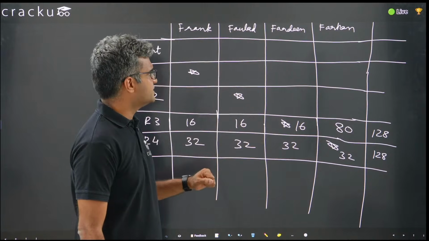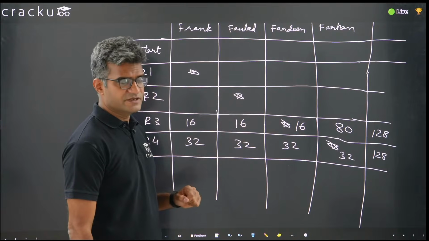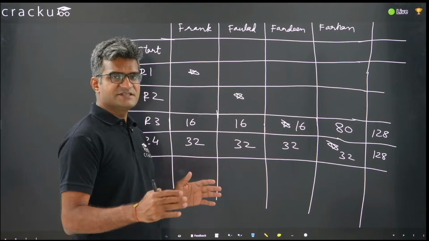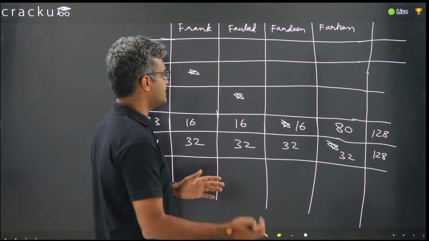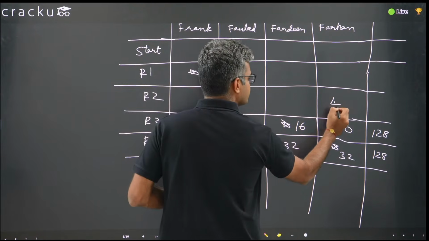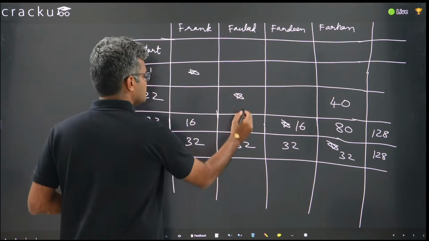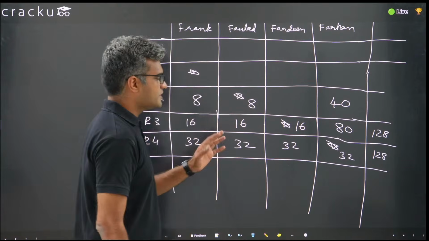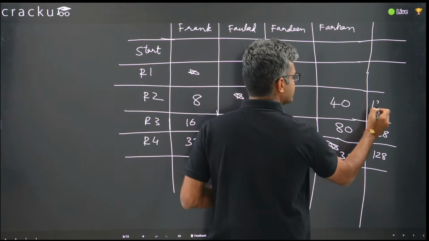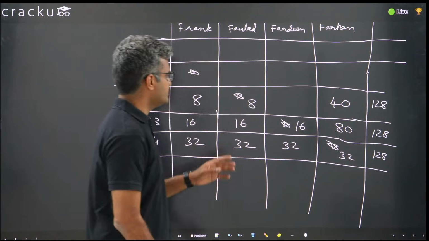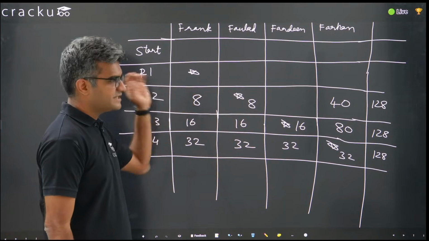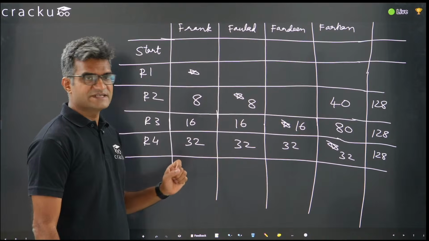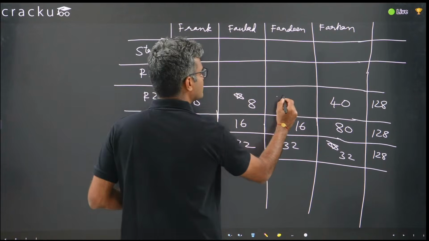Who lost this round? The third round was lost by Fardeen. So this would imply that other than Fardeen, everybody else, their coins doubled. Therefore, Farhan's would be 40, this would be 8 and this would be 8. The total number of coins again will remain 128. What is 40 plus 8 plus 8? That is 56. 128 minus 56 is 72. This is the number of coins with Fardeen.